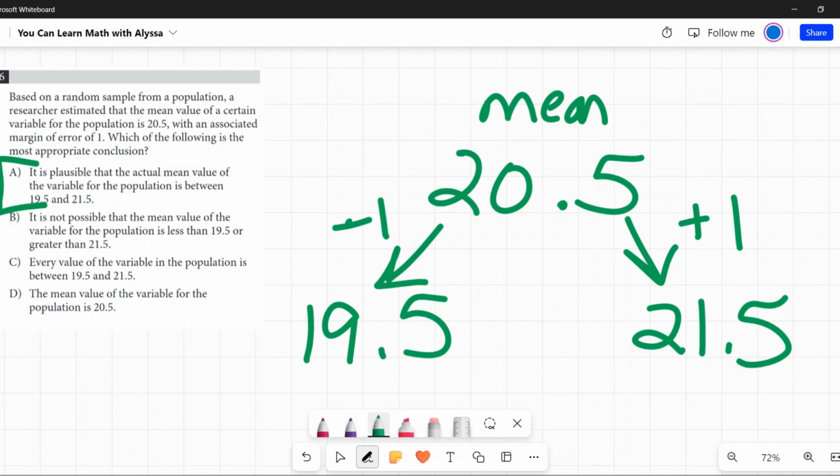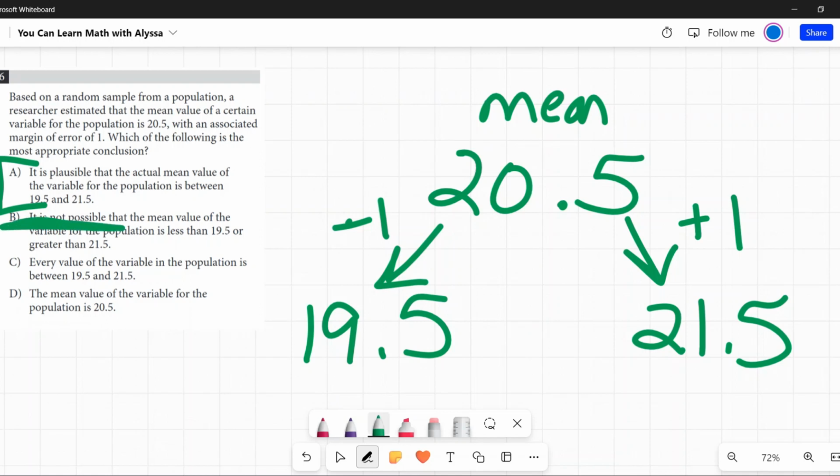B, it is not possible that the mean value of the variable for the population is less than 19.5 or greater than 21.5. No, that's not true at all. This guy may have done the math wrong. It said it was an estimate. He estimated it was in this range. So it could be 19.3. It could be 21.8. We don't know. This was an estimate. So saying it's not possible, no, that's not true. B is out.